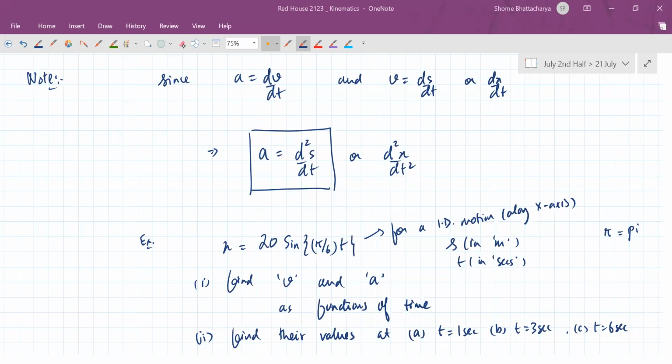So that A is equal to d square by s, it will be dt square, na? Yeah, sorry, my mistake. In the denominator, it should be d2s by dt square. Correct. Please make this correction, everyone. That's the second derivative.